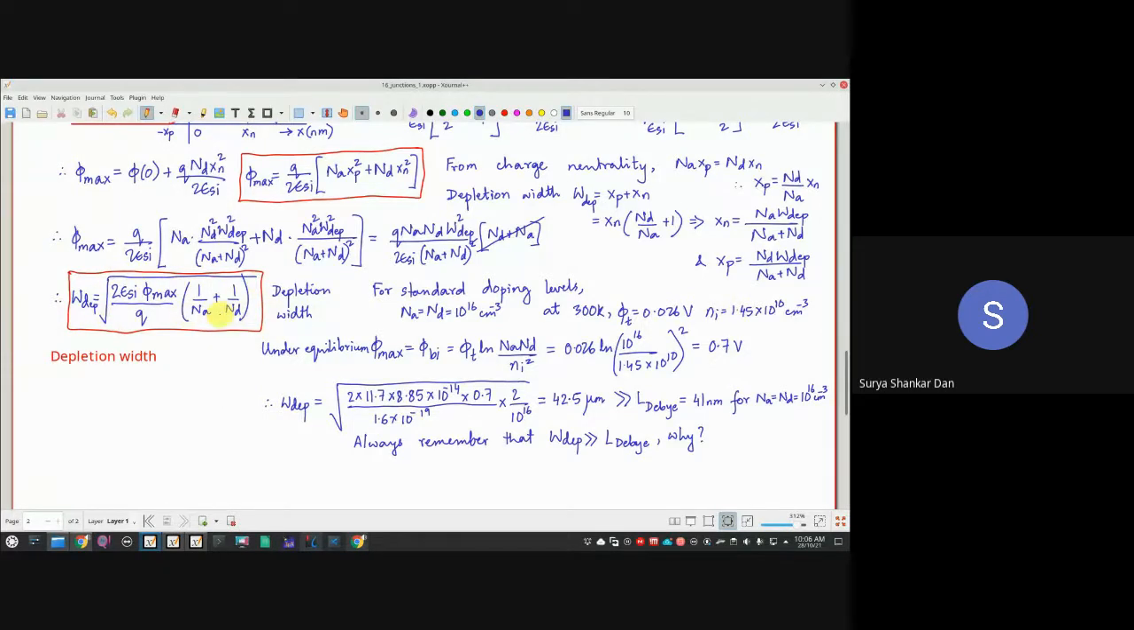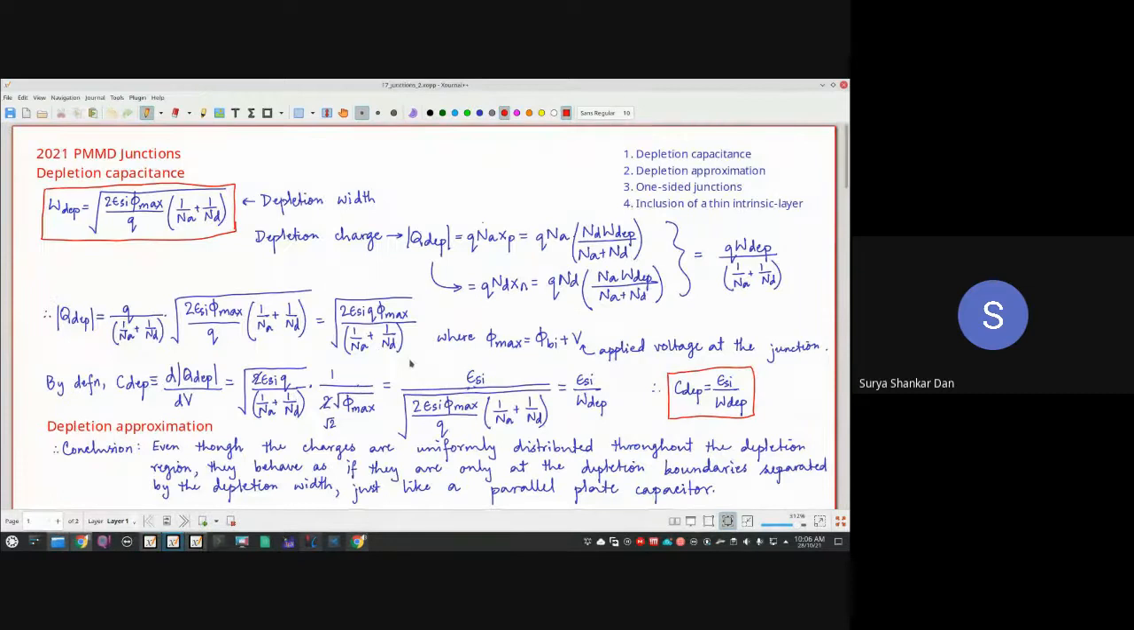This is the same equation which I have simply copied from our previous lecture. Okay, no difference. In today's lecture we are going to cover these four topics initially. That is our plan. Now, what is the depletion capacitance?